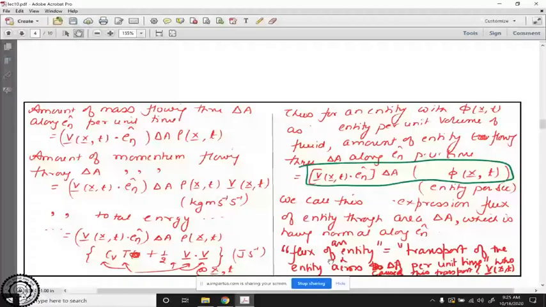In other words, you can say the flux of an entity is the transport of that entity, mass, momentum, energy, across delta A per unit time. And who causes this transport? I have already tried to bring it to your notice that the transporter is V. It's like a truck which can carry stuff from one point to another. So V is like a carrier truck. It can take momentum, energy, mass. All right, so this is the idea of flux.